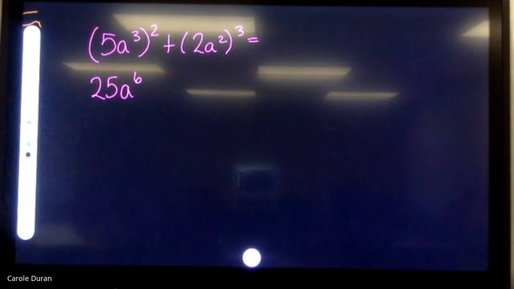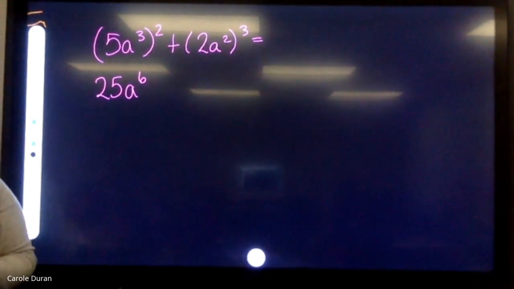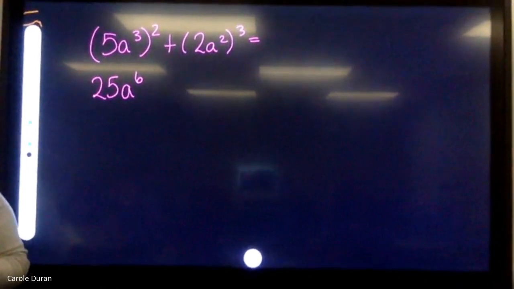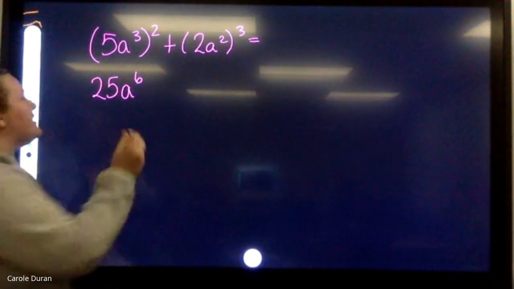I do the same thing over there. What's 2 cubed? 2 cubed is not the same as 2 times 3. Please don't ever do that. That is the same as 2 times 2 times 2, which is 8. And then what's a squared cubed?